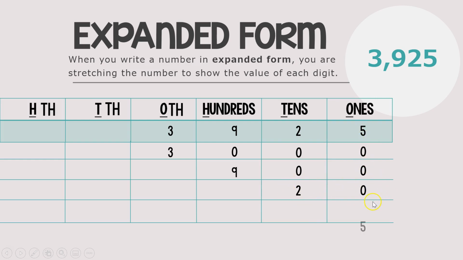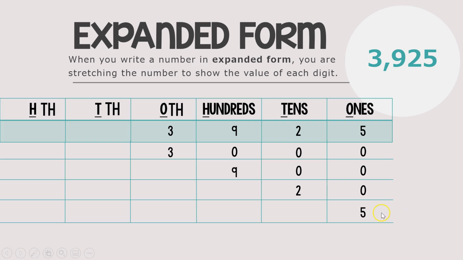With my 5, I'm going to write 5, and there's nothing after it, so I'm not going to write anything else, because the value of the 5 in the ones place is actually just 5. Now that I've stretched all of my numbers out, I'm ready to write it in expanded form. Remember, writing in expanded form kind of looks like an addition problem.